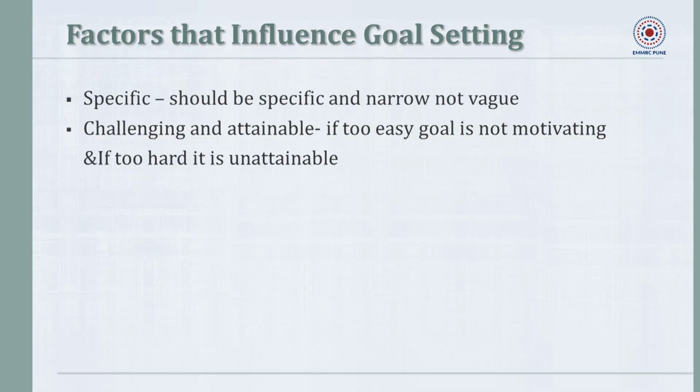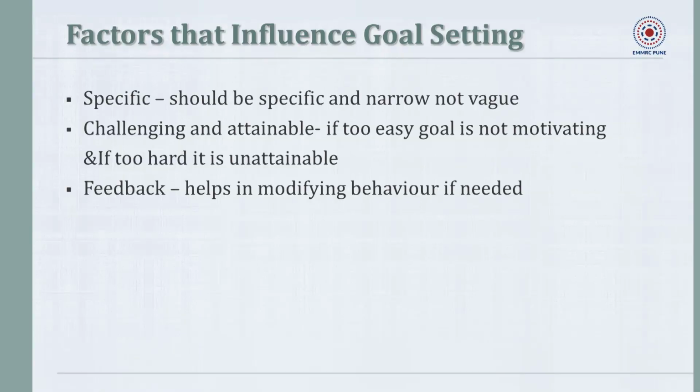2. Challenging and attainable. Goals that are too easy pose no challenge or sense of achievement, and those that are too difficult might be unattainable and demotivating. A goal that is moderately challenging is motivating and gives a sense of hope. 3. Feedback. Getting feedback is very important. Based on the feedback, individuals can modify their behavior if needed in order to attain the goal.